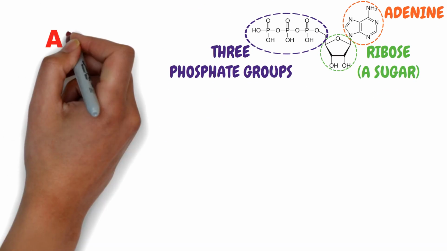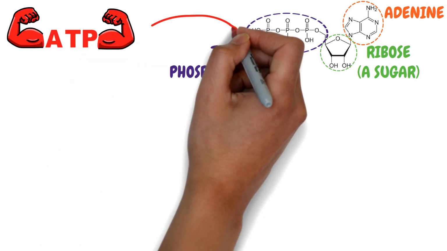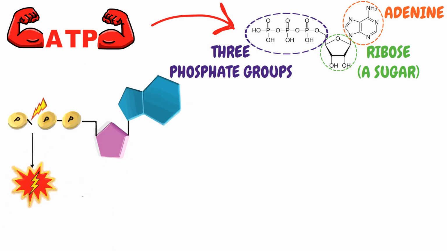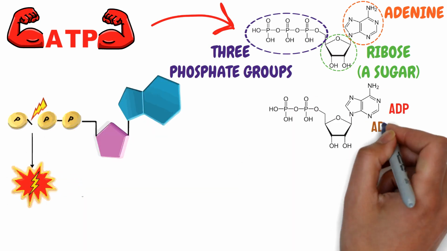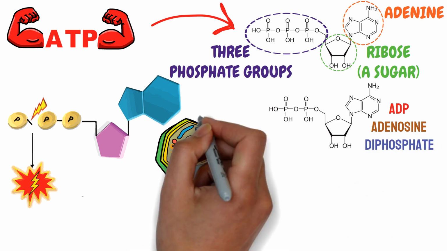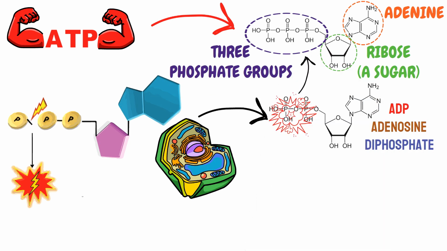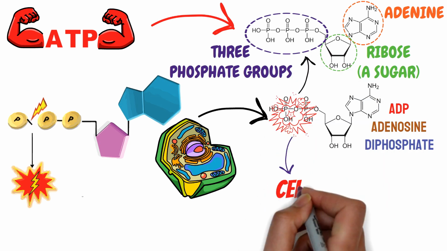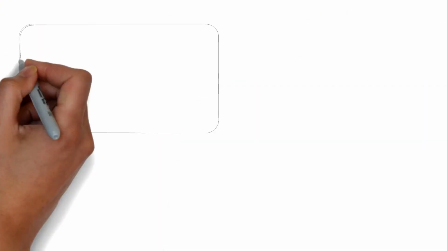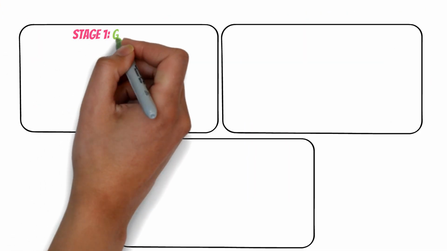The key to ATP's power lies in the bonds between these phosphate groups. When one of these bonds is broken, energy is released, and the molecule becomes ADP, adenosine diphosphate. Your cells are constantly converting ADP back into ATP through a process known as cellular respiration, ensuring a steady supply of energy. Stage 1. Glycolysis.